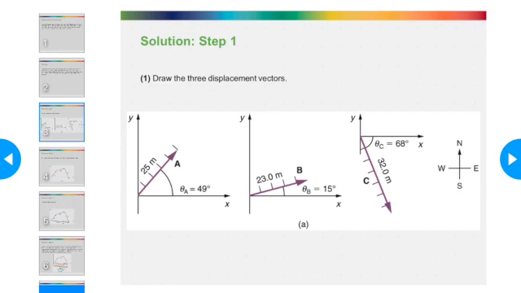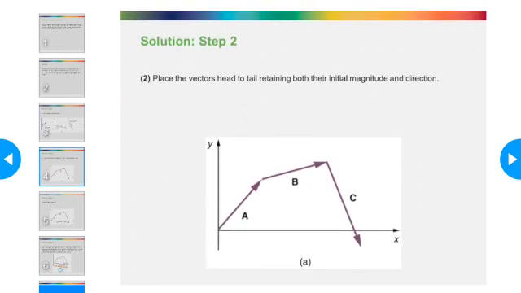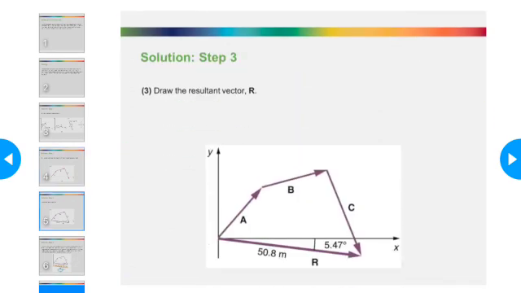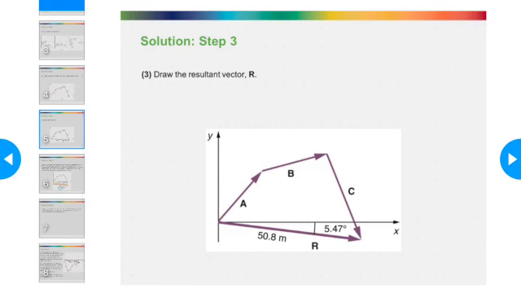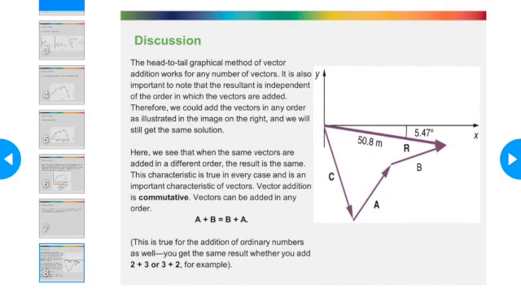And again, you can use the head to tail method as before. Combine them together in the same way, so A to B and then B to C. Draw them all out as they were before, head to tail, and then your resultant is still the beginning vector's tail to the ending vector's head. And once again, it doesn't matter what order you do that in. So here's an example of adding A plus B plus C, but you can also add them C plus A plus B, and you still get the same result, 50.8 meters and 5.47 degrees.